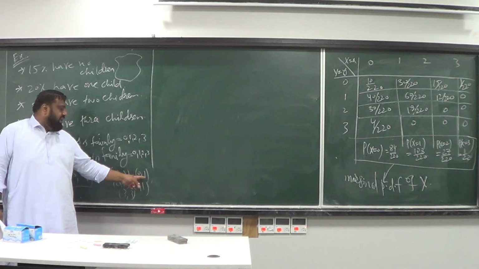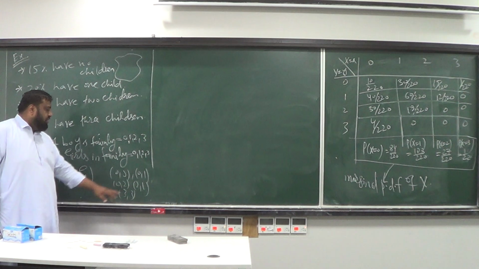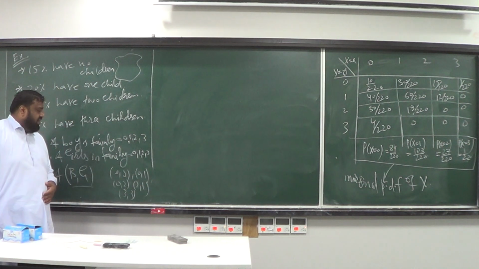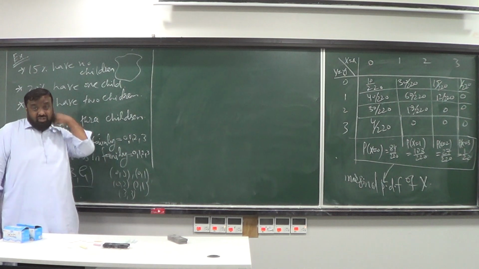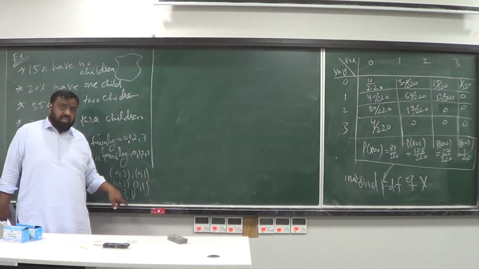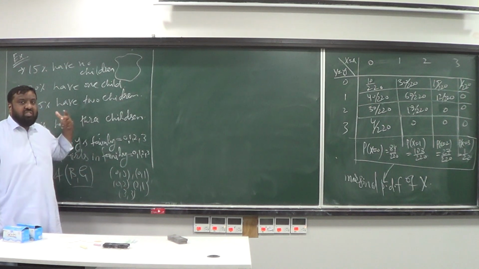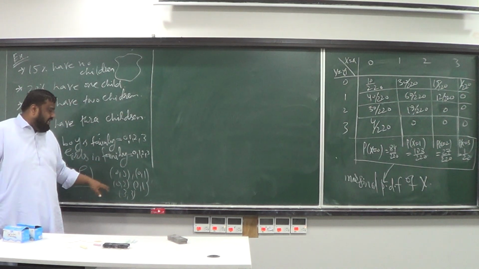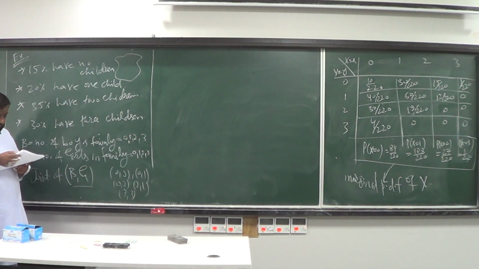There is no boy and one girl, no boy and two girls, two boys and one girl, three boys and three girls. So this must be an impossible event, because in this community the number of children is at most 3. So you can't have 3 boys and 3 girls. This is not going to happen.